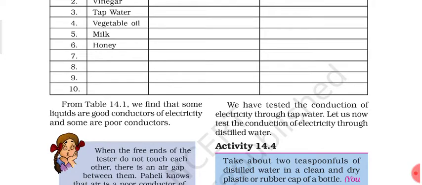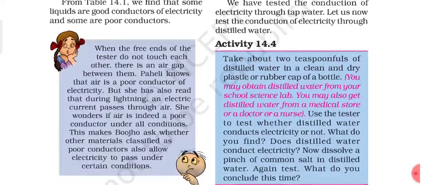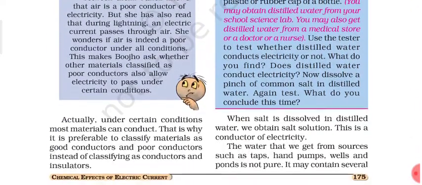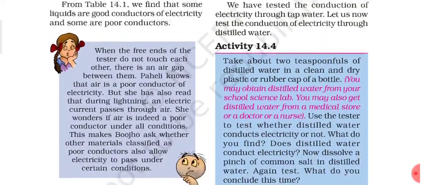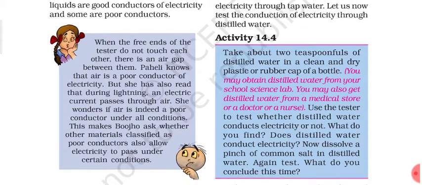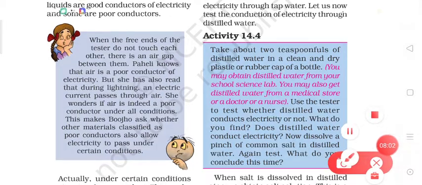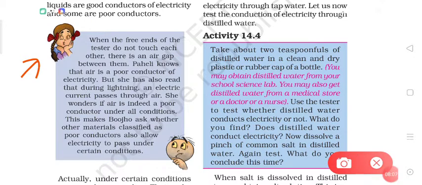Okay, now from activity 14.1, from table 14.1, we find that some liquids are good conductors of electricity and some are poor conductors of electricity, right? So dear students, you will see here what Paheli is thinking about. What is written? When the free ends of the tester do not touch each other, there is an air gap between the two.